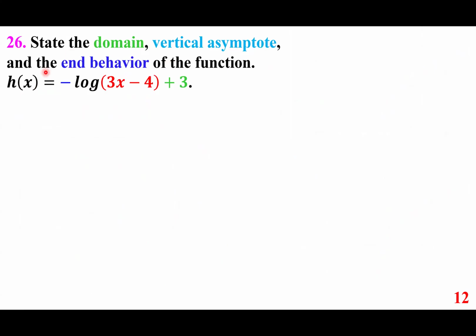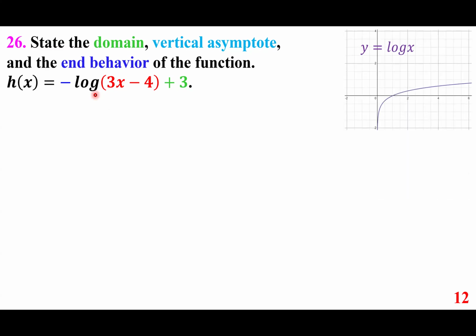State the domain, vertical asymptote, and the end behavior for this function. h of x is minus log of 3x minus 4, plus 3. And we start with log x. Obviously, the base is 10. So y equals log x. We know the graph looks like this. And we know this point has coordinates (1, 0). So that's what we start with.